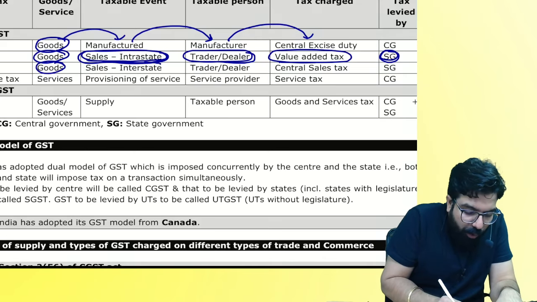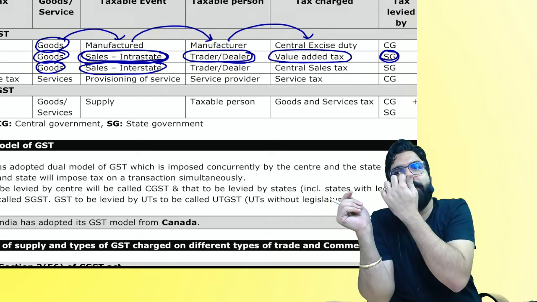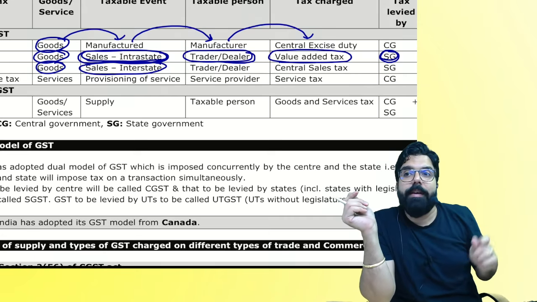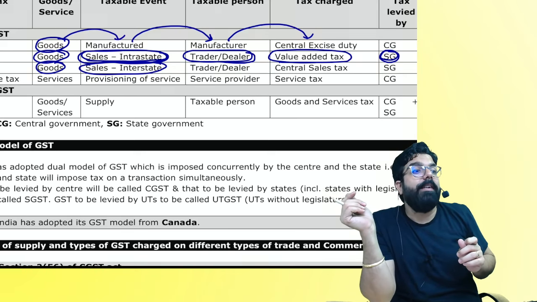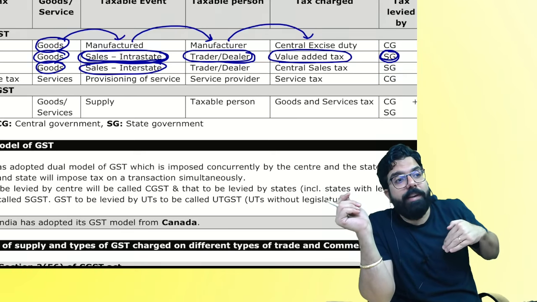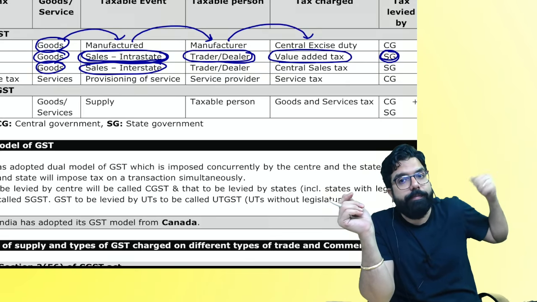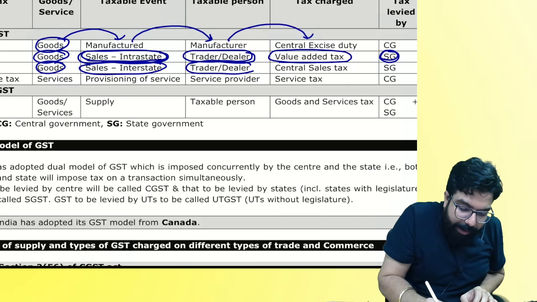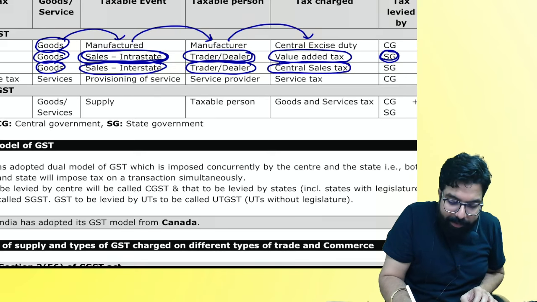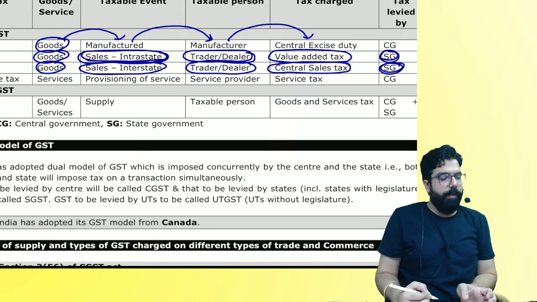Earlier, whenever goods were sold interstate, can you tell me what was charged? From one state to another, earlier? CST. Did it used to go to the origin state government or the destination state government? Whenever a trader or dealer used to sell, he used to charge CST, which used to go to the origin state.